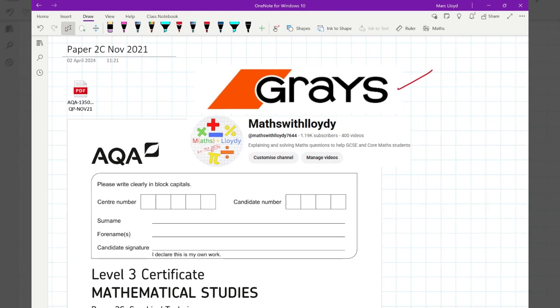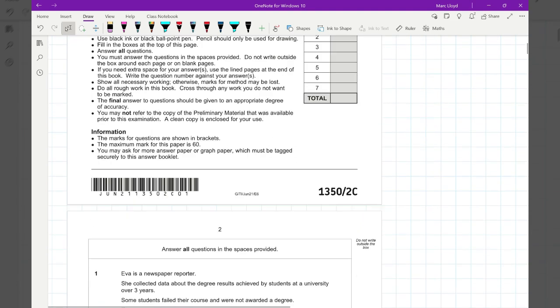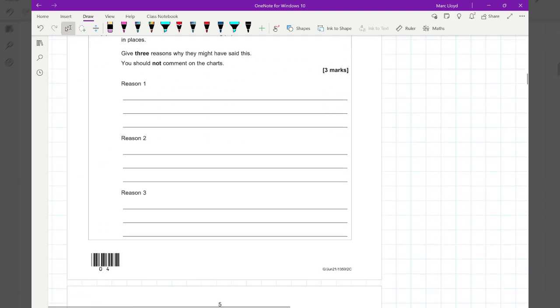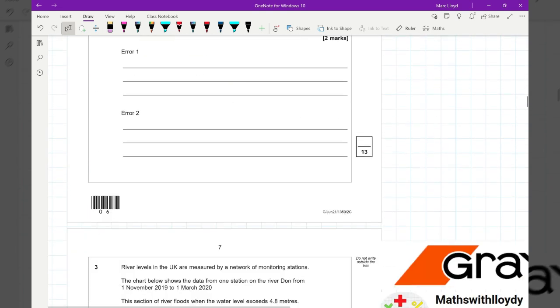We're on to paper 2C. You should have had a look at question 1 and question 2, which will appear earlier in the playlist. And if we scroll down, we'll make our attempts at question 3.